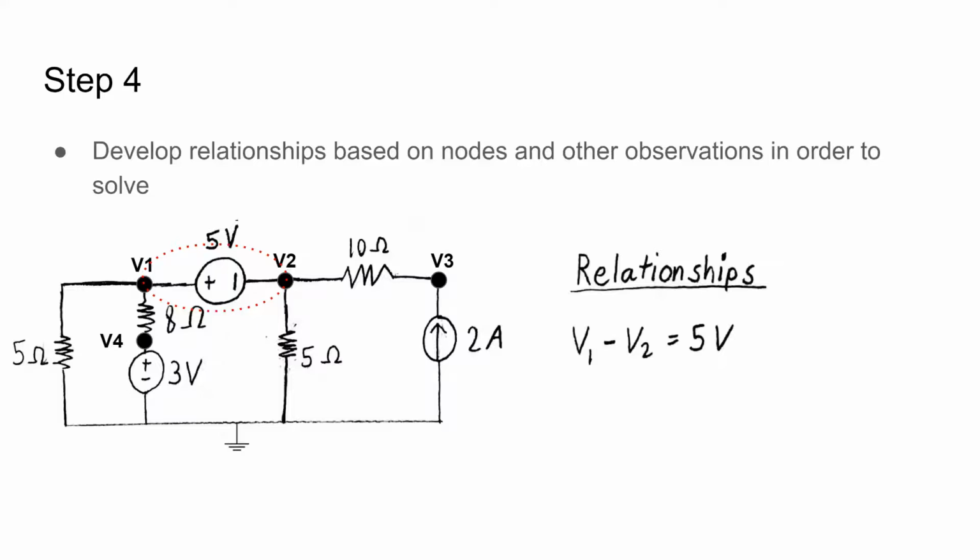This is due to Kirchhoff's voltage law, stating that the sum of all voltages in a circuit is zero. If V1 is some voltage and V2 is some other voltage, then the difference between V1 and V2 must be 5 volts because the voltage source is stated to be 5 volts. Now we have 3 equations and 3 unknowns for solving our voltages.